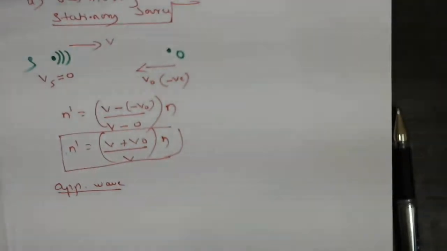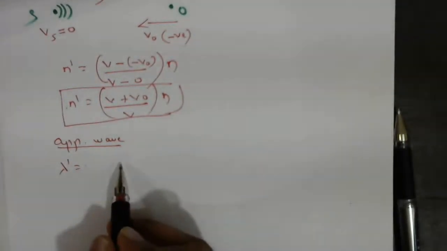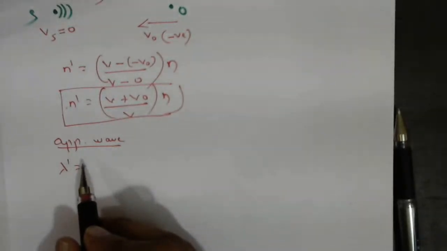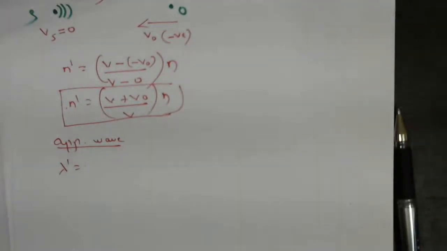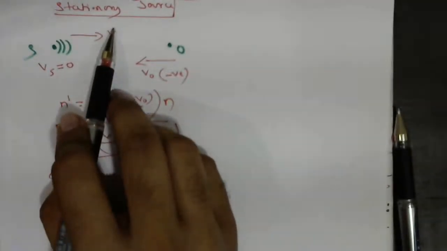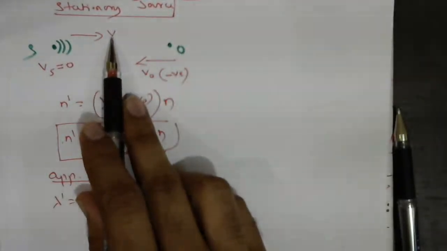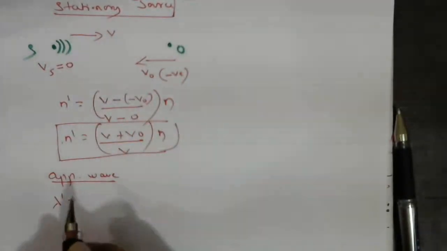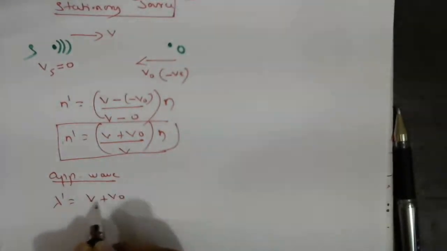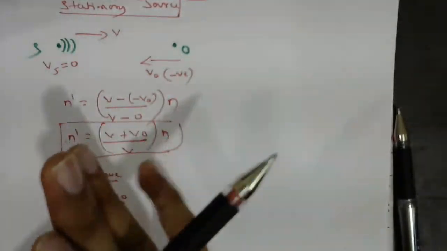Now apparent wavelength. Apparent wavelength is nothing but lambda dash is equal to velocity of wave with respect to observer. Yes, velocity of the sound wave with respect to observer. What you have to take here? This is velocity of the sound. This is velocity of the observer. With respect to observer, velocity of sound, we have to take v plus v naught. Why? Because both are in opposite direction. Relative velocity I am talking here.